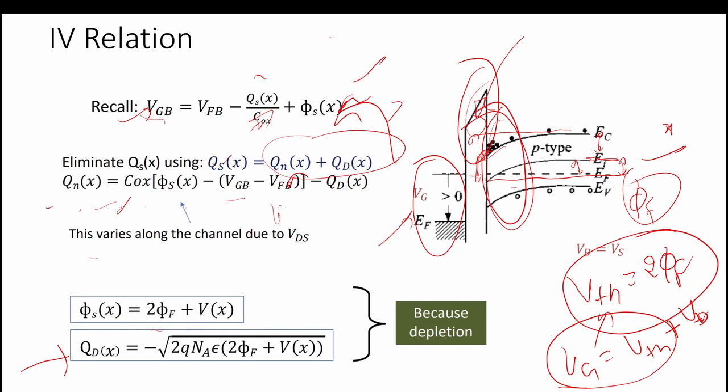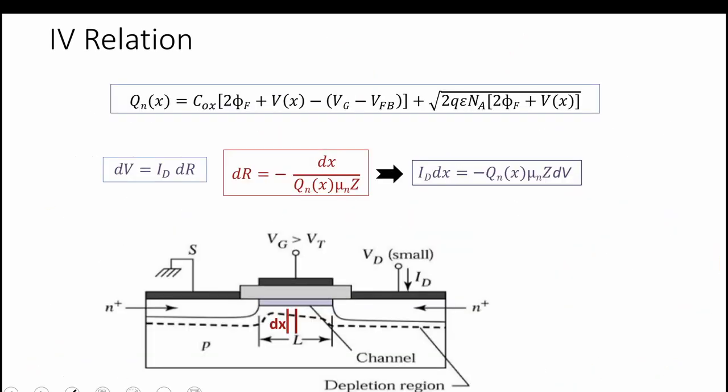This is the QDX, the depletion charge, which we are not interested in. We need to eliminate this depletion charge because it is not desired. After solving these equations, you will get this complicated type of equation.